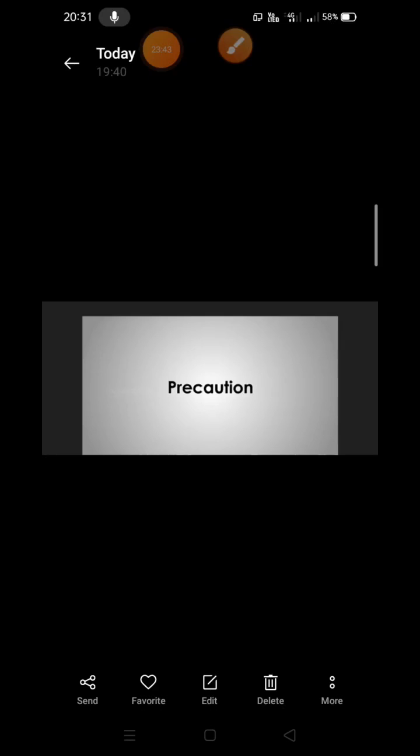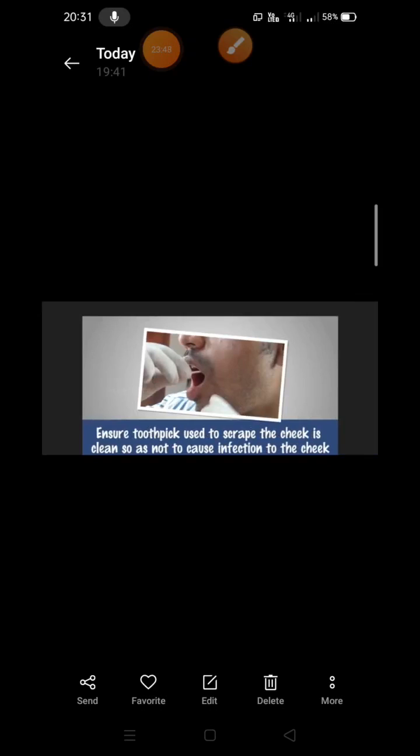Now precautions. What precautions should we take while performing this experiment? First, ensure the toothpick used to scrape the cheek is clean so as not to cause infection to the cheek. Whatever toothpick we are taking, it should be free from germs, it should be neat and clean, because we are putting it inside our oral cavity, and if it is contaminated with germs, we may suffer from disease. So we have to take into consideration that the toothpick should be very neat and clean.